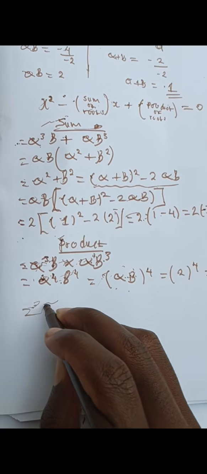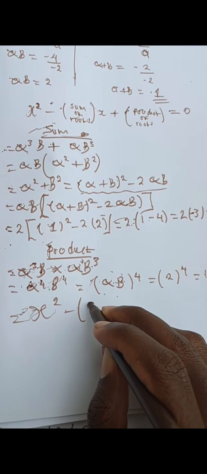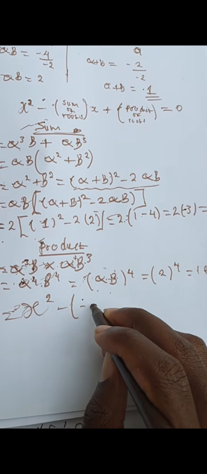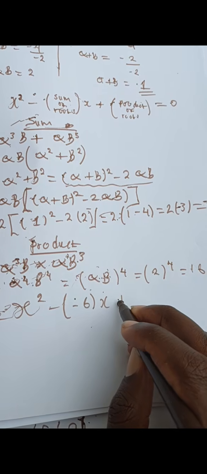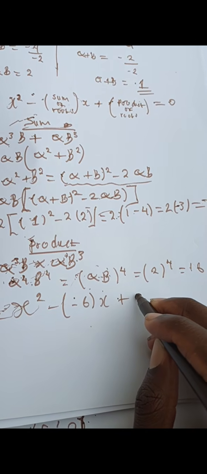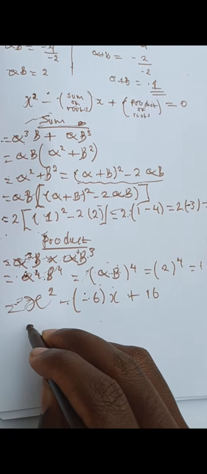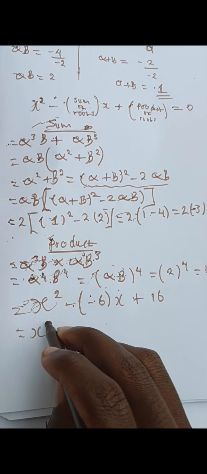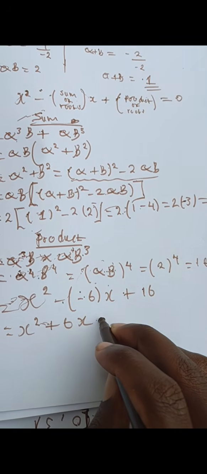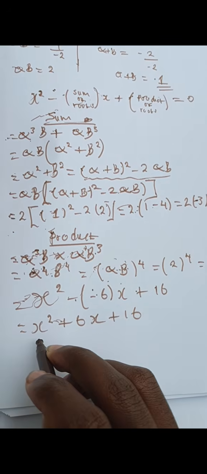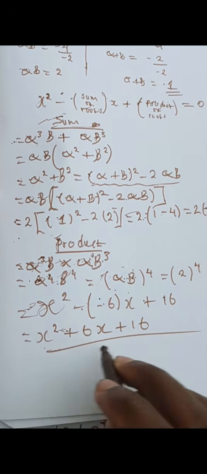So the final equation is x power 2 minus sum. The sum is what? Sum is negative 6. Actually, yes, then you will put x plus the product of the roots, which is positive 16. Since this negative and negative will eventually give us a positive, we're going to now have plus 6x plus 16. All right, and this is the final answer.